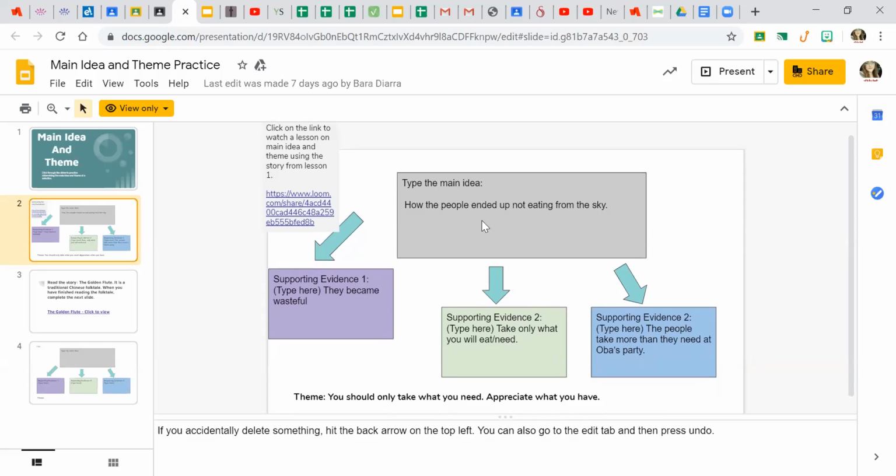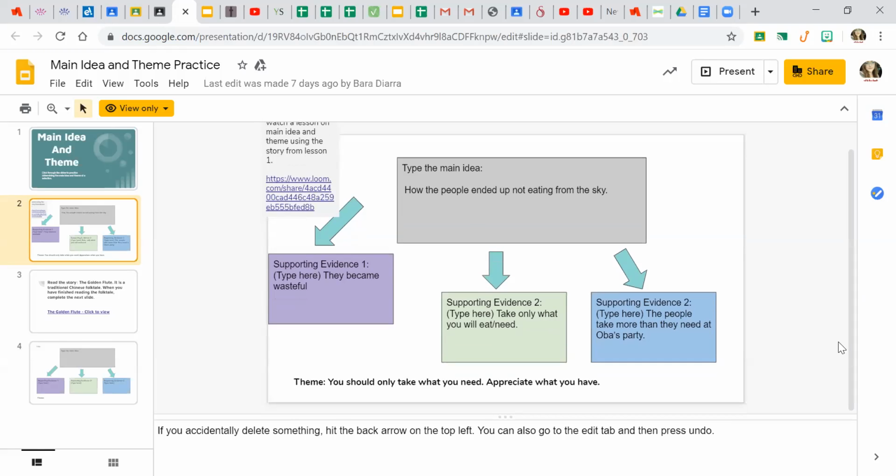So this is the main idea, how people ended up not eating from the sky. They became wasteful. So the sky said, take only what you need. They didn't listen, and then they did it again. So the sky was like, well, I'm gonna move it up here because I don't want to be next to y'all anymore. And that is why the sky is so far away, according to the Nigerian folktale.